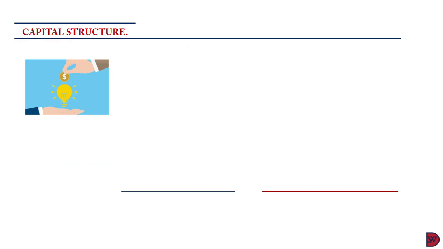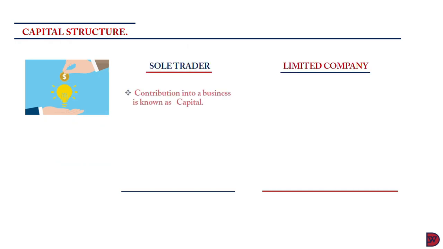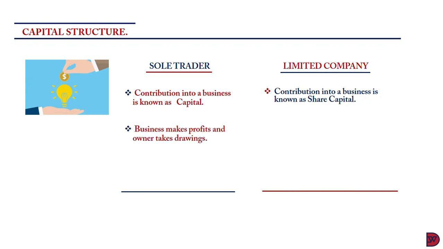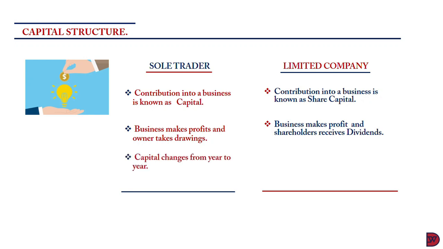We'll move on to talk about the capital structure of a limited company, juxtaposing it with the sole trader. Owner's contribution into a sole trading business is known as capital, and that of a limited company is a share capital. Sole trader makes profits, and money paid to its owners are termed drawings. Now, the limited company also makes profits, but pays dividend to its shareholders.